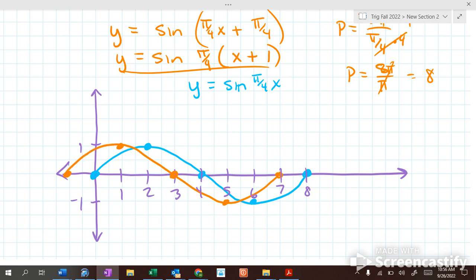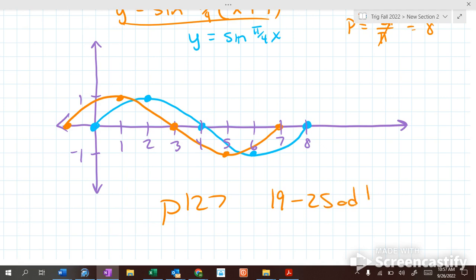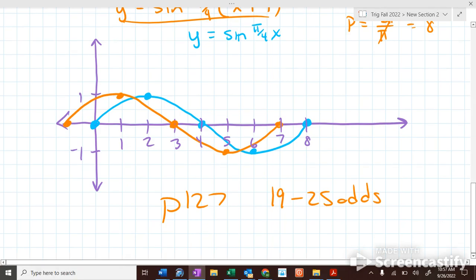Okay? So, your second assignment is on the same page, 127, 19 through 25, the odds. So 19, 21, 23, and 25. So 8 total problems.